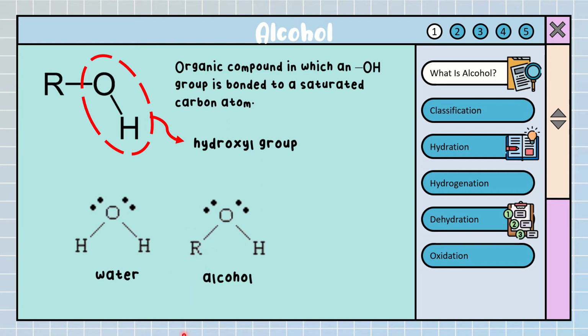So for example, we have in the picture, as you can see here, we have the R group as 2-carbon hydrocarbon. So this is an ethyl. So this is an ethanol. Alcohols are among the most common organic compounds.